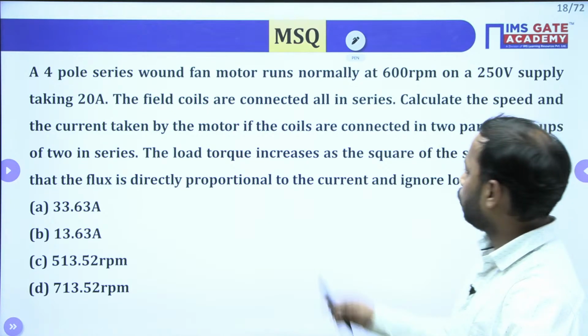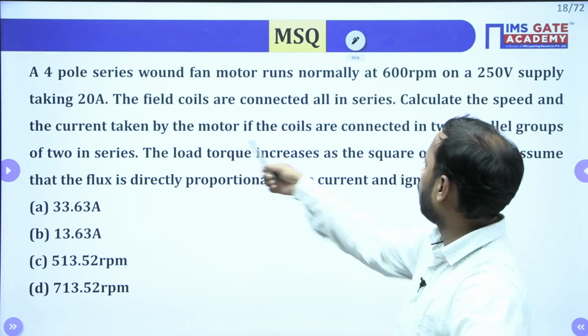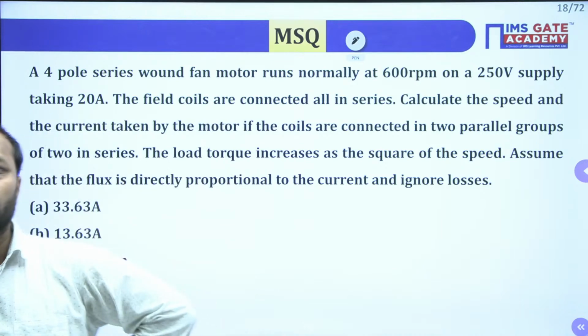So I need to calculate the speed as well as the current when the coils are wound in two parallel groups with two in series. How to solve this?